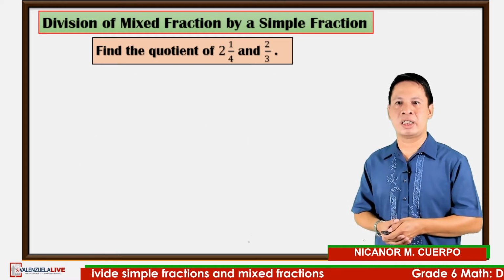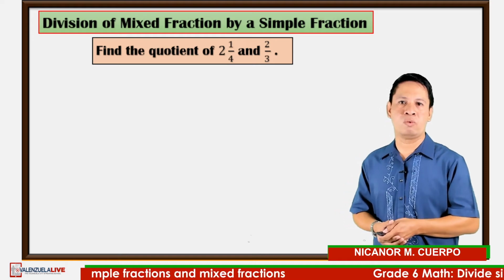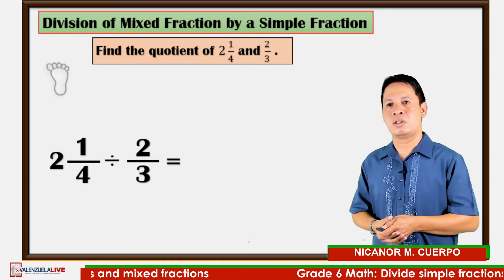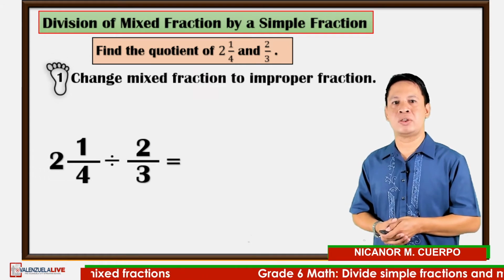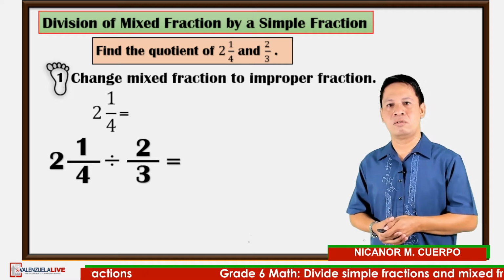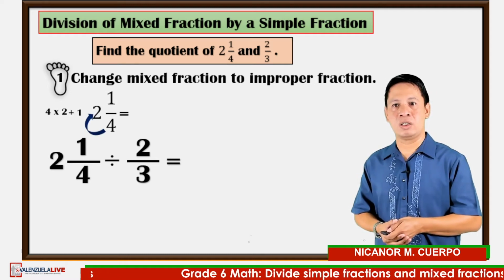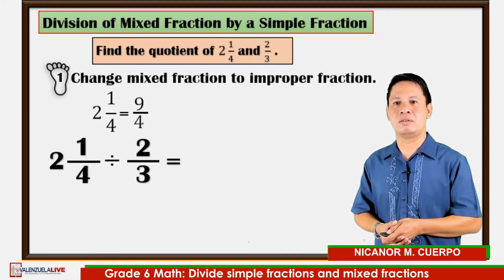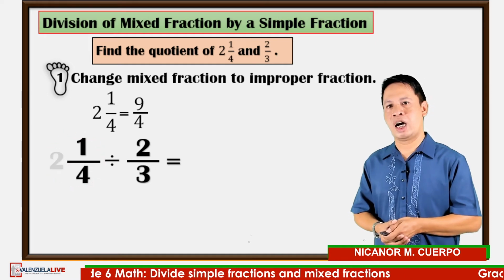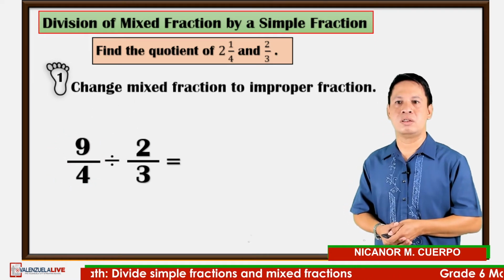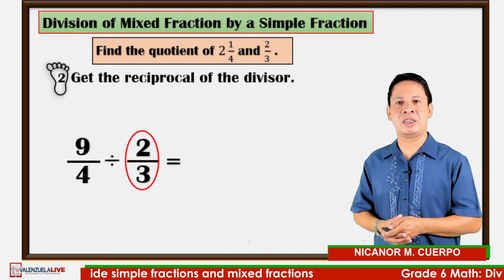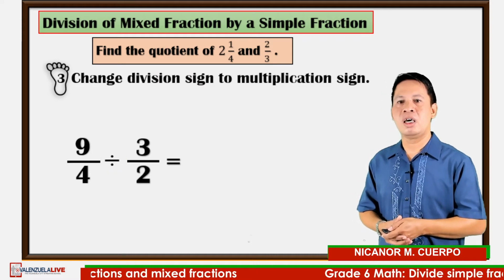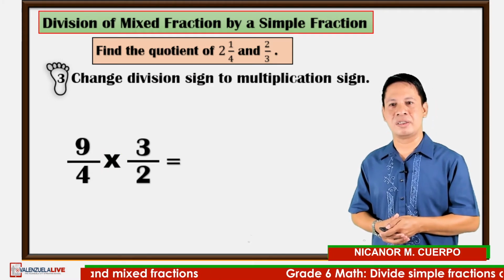Next, let's have another example. Find the quotient of 2 1/4 and 2/3. Step 1, change mixed fraction to improper fraction. 4 times 2 equals 8 plus 1 equals 9. Then copy the denominator. So 2 1/4 will now become 9 over 4. Step 2, get the reciprocal of the divisor. Step 3, change division sign to multiplication sign.